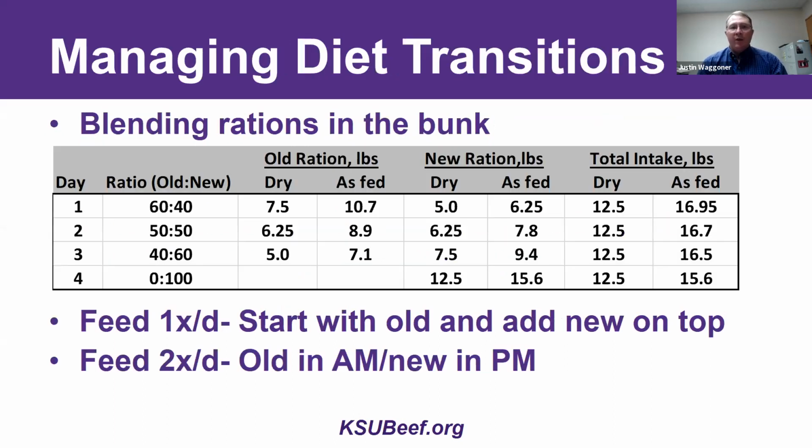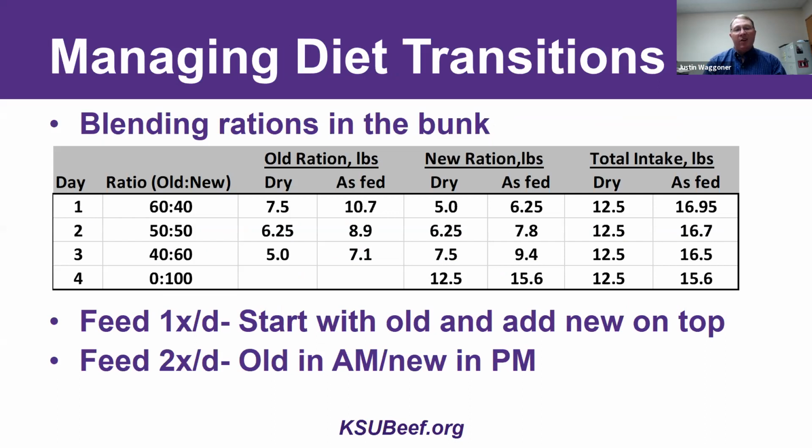So there's also another way that we can manage a diet transition. In previous slides, we talked about that abrupt transition where we go from the old diet to the new diet and how we might offer those diets. The other method that we can utilize to make a diet transition is blending rations in the bunk. This is where we're going to feed a portion of the dry matter intake for the day from the old ration and a portion of the dry matter intake from the new ration.